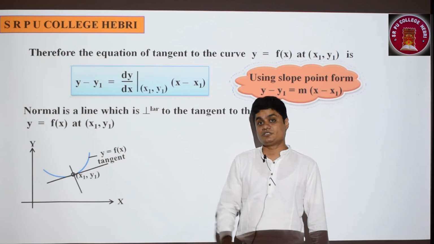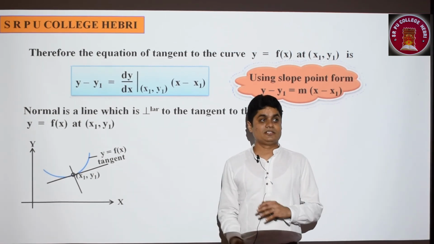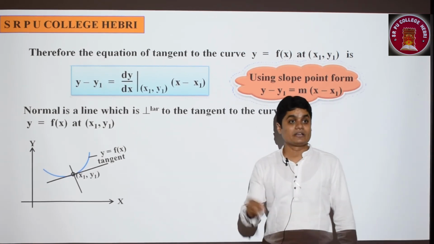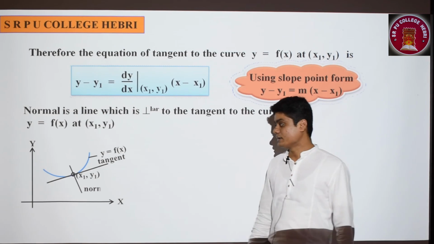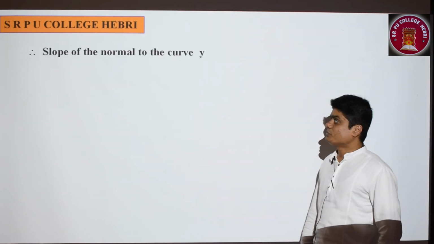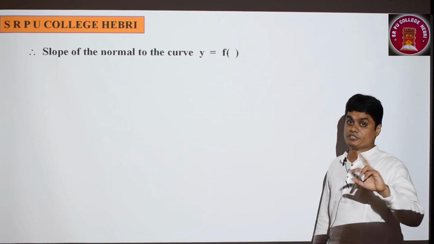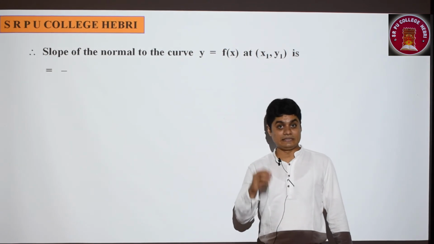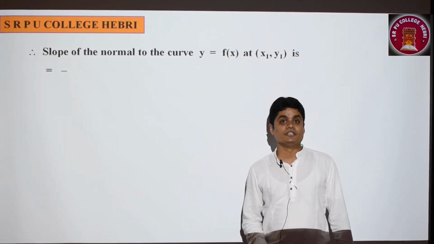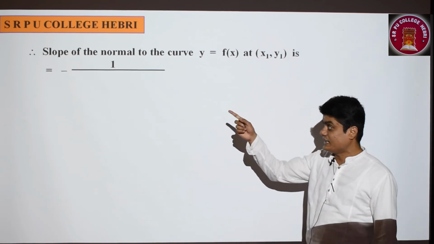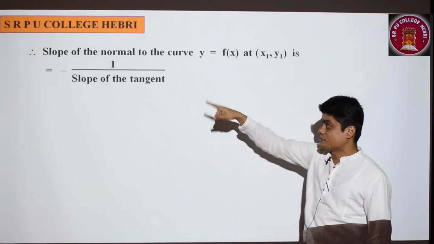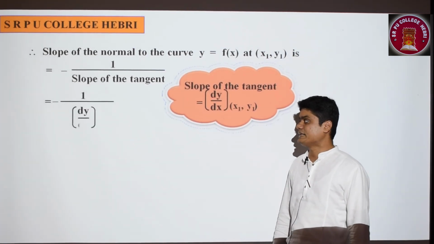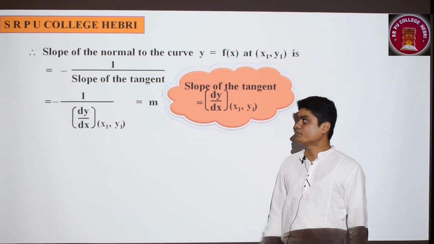Again you learned one concept in first PUC: if two lines are perpendicular, the product of their slopes equals -1. Using that concept, I will show you how to get the equation of the normal to the given curve at the given point. Since the tangent and normal are perpendicular to each other, the product of slopes equals -1. Using that, the slope of the normal to the curve at the given point is -1 by the slope of the tangent. We know the slope of the tangent, so substitute: -1 by dy by dx at x1 y1. So this is the slope of the normal.